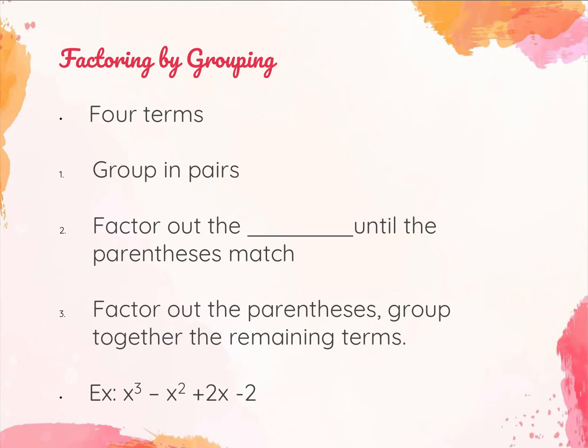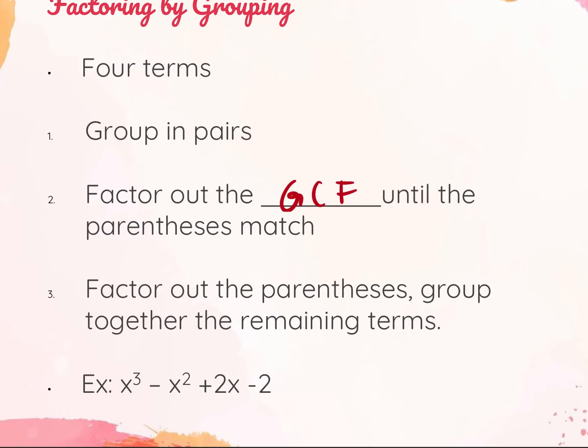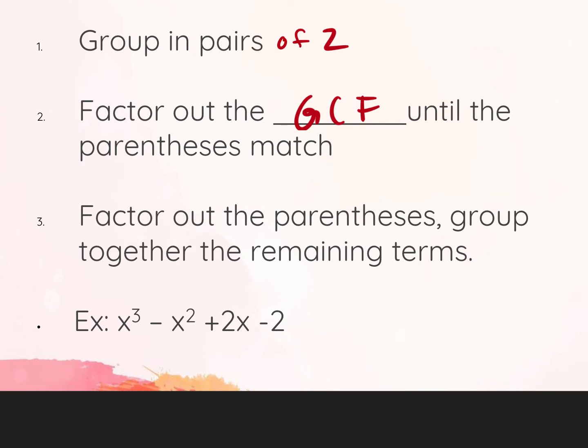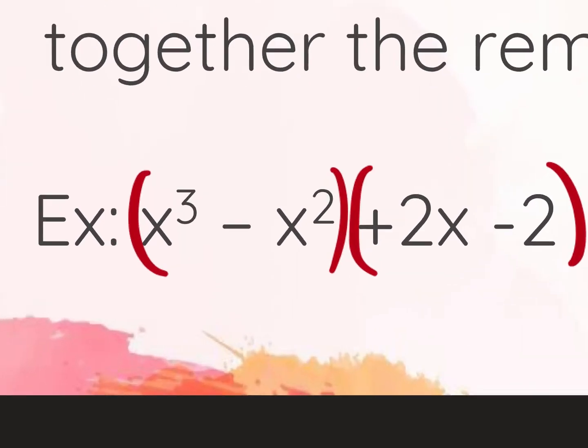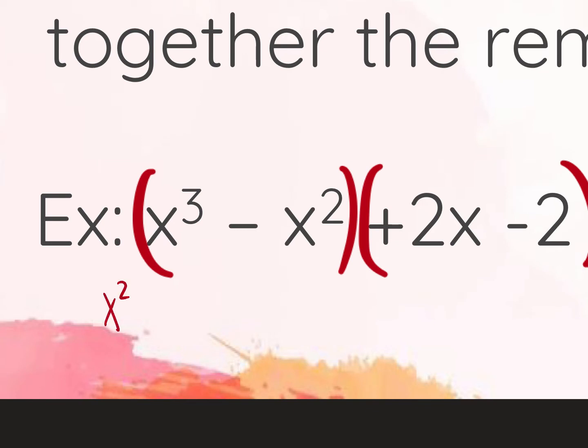And we factor out the GCF until the parentheses match. So factor out the parentheses, group together the remaining terms. So in our example, we group the first 2, group the second 2. What is my greatest common factor in the first group? X squared. I can take out x squared from both of those terms. So I'm going to pull out an x squared.